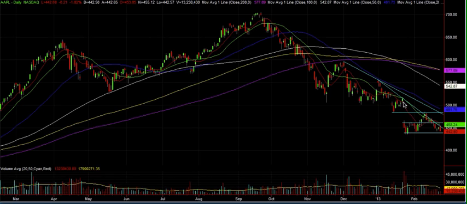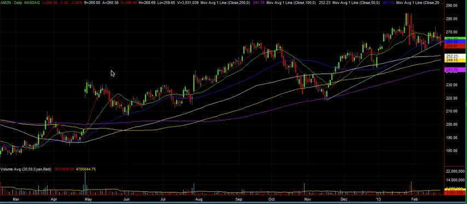Completing and finishing this gap here, almost at the 50-day moving average, 491, that would be pretty bullish for Apple, starting to turn around slowly. That of course is going to take some time. This chart is clearly looking to the downside, but let's see what we get here for Apple. That's what I'm looking at so far.